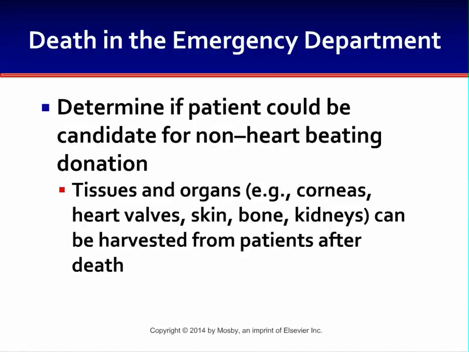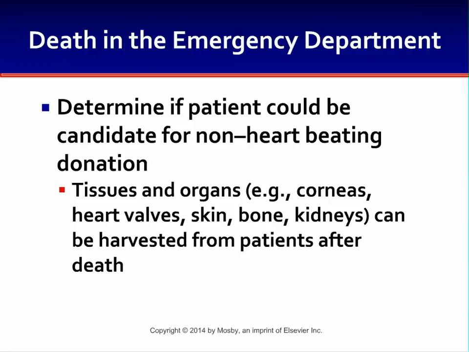Determine if the patient could be a candidate for non-heart beating donation. Tissue and organs such as corneas, heart valves, skin, bone, and kidneys can be harvested from patients after death. Approaching caregivers about donation after an unexpected death is distressing to both staff and caregivers. For many, however, the act of donation may be the first positive step in the grieving process.